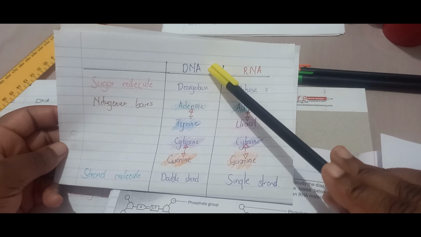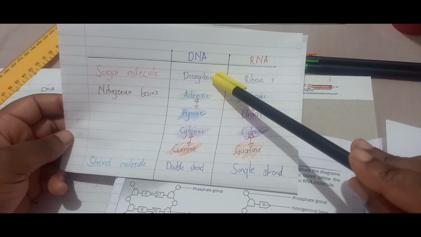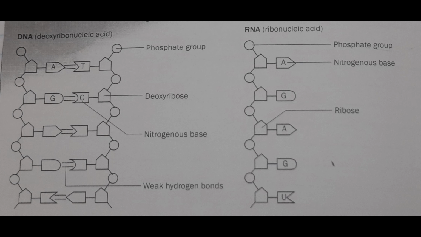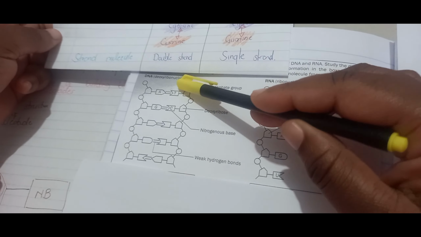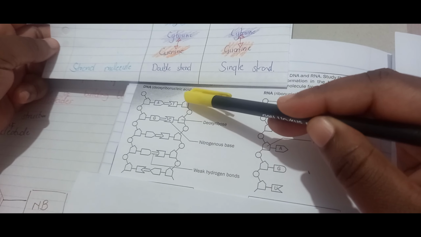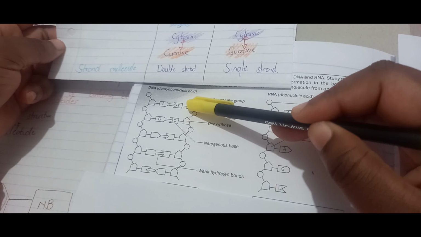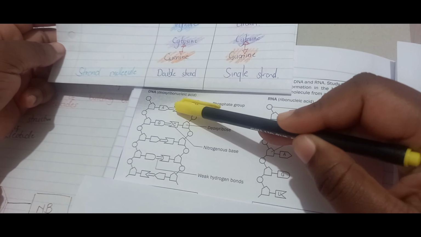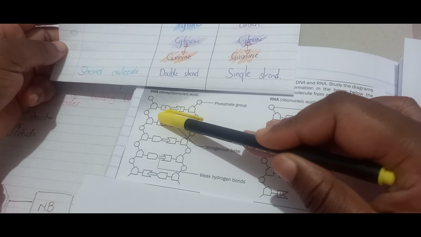DNA, deoxyribonucleic acid, deoxyribose sugar. The molecule is double-stranded. This is what we mean when we say double-stranded. Here is a single nucleotide right there. There's the phosphate group, the sugar molecule, and a nitrogenous base, thymine, which pairs with adenine right there.